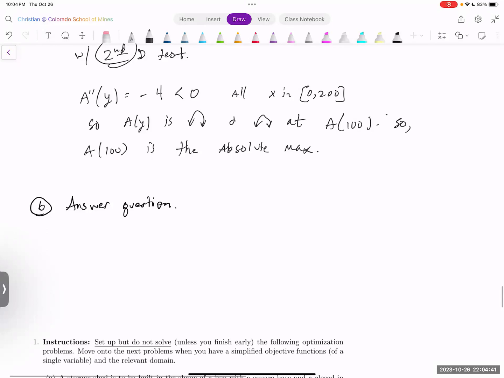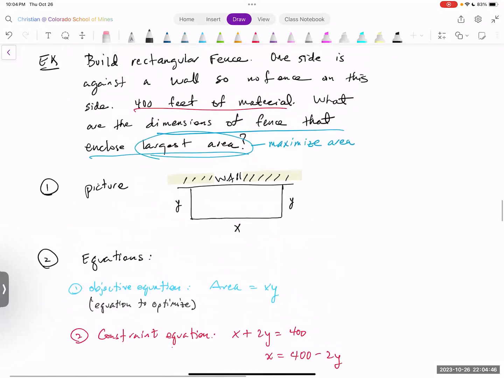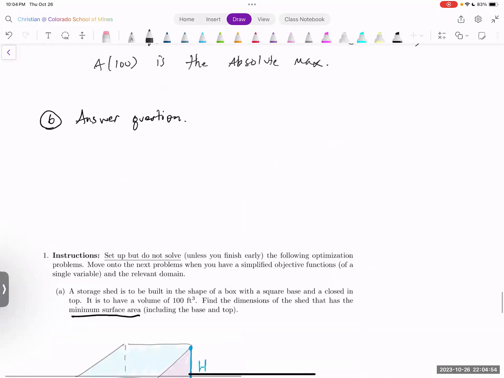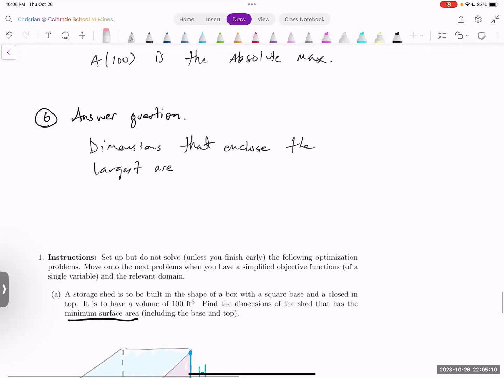What was our question? Our question was, what are the dimensions of the fence that enclose the largest area? So the dimensions of the fence that enclose the largest area are y is equal to 100 feet, and x, what would x be at that point?